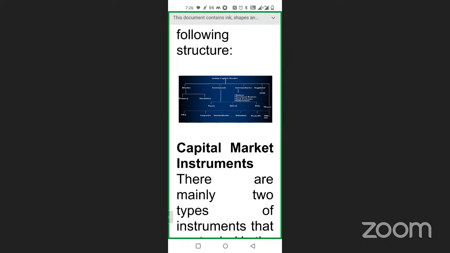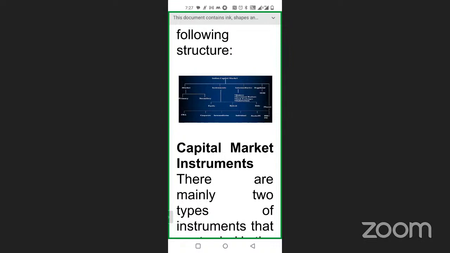Look at this point. Intermediaries are brokers, investment bankers, stock exchanges, underwriters. Now, who is the regulatory body over here? The regulatory body is SEBI.